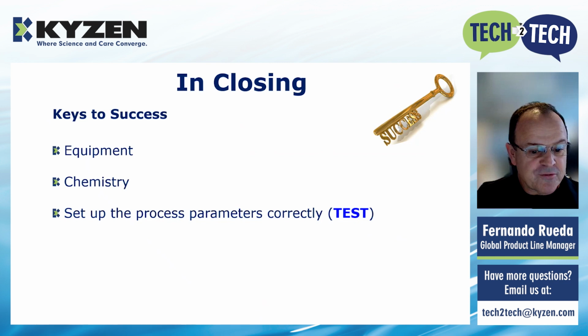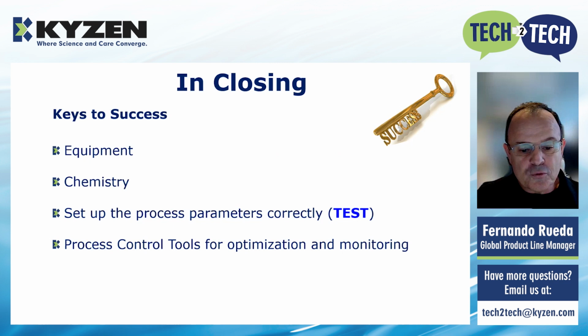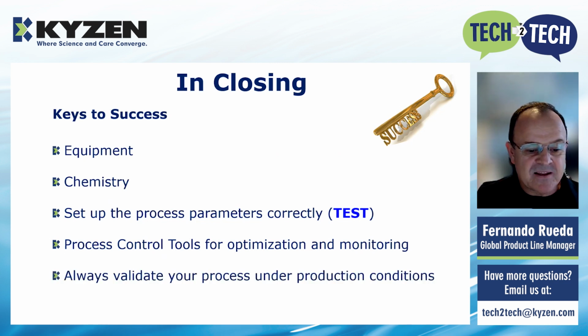Setting up the proper process parameters correctly. And controlling your process to make sure that those process parameters are stable and we get repeatable results. And always validate your process under production conditions. Lab testing is one thing, or limited part testing is one thing to verify whether your equipment and your chemistry work, but you want to run the validation under production conditions or simulated production conditions.